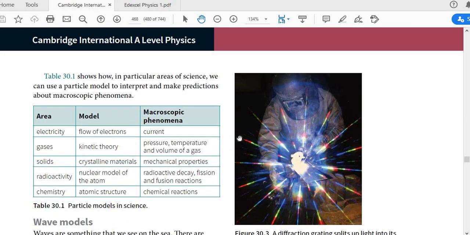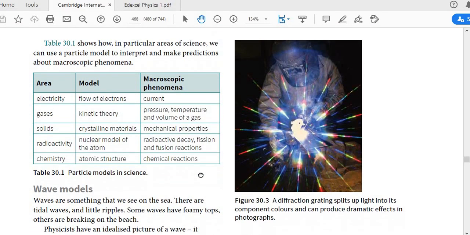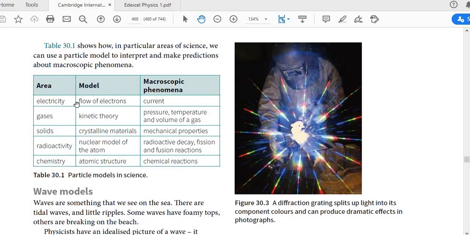Alright, so here is a table. This table shows how in particular areas of science we can use a particle model to interpret and make predictions about the macroscopic phenomena. This is what I mentioned earlier. So we use the particle model to interpret and make predictions about the macroscopic phenomena. Let's go through some examples here in the table.